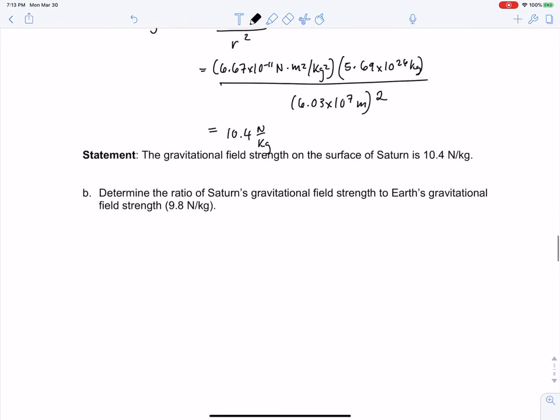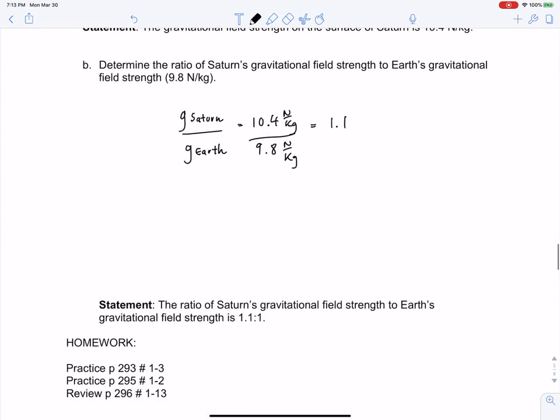Let's determine the ratio of Saturn's gravitational field to the Earth's gravitational field. So, the gravitational field of Saturn divided by the gravitational field of the Earth. Don't like the way that g looked. I'm going to make a regular g. It is 10.4 newtons per kilogram, and on Earth it's 9.8 newtons per kilogram. Divide these two, you end up with 1.1. So we can say that the ratio of Saturn's gravitational field strength to Earth's gravitational field strength is 1.1 to 1.